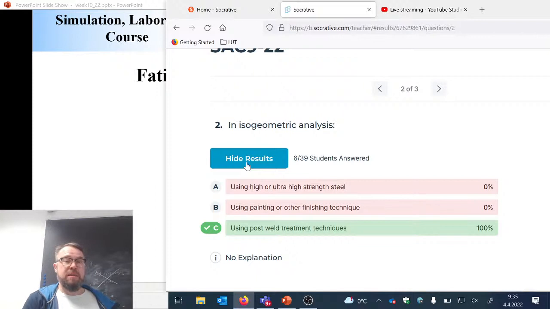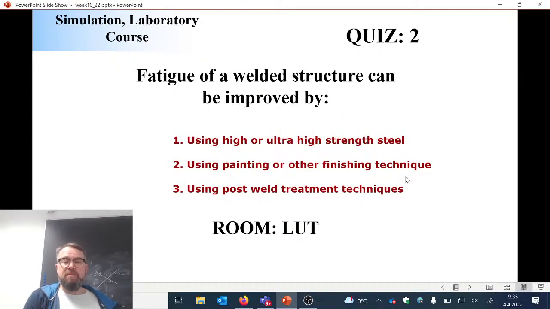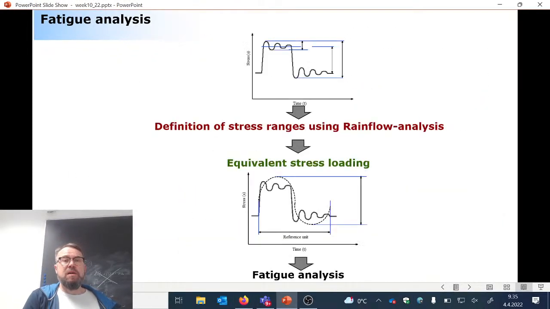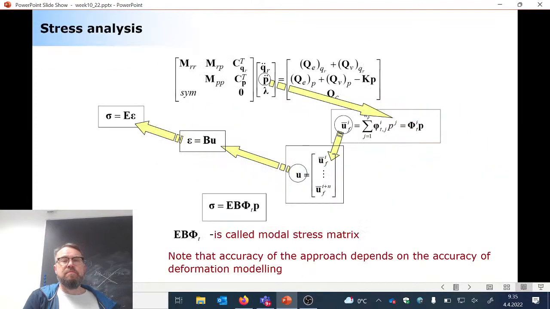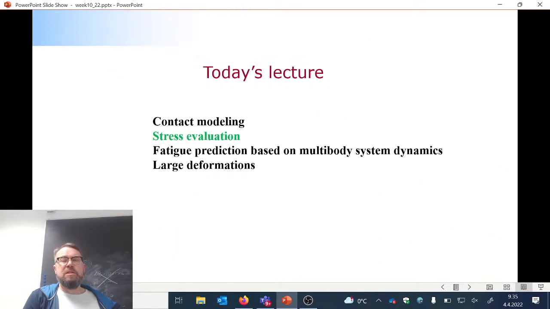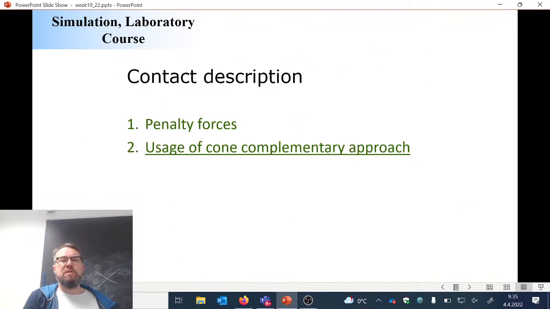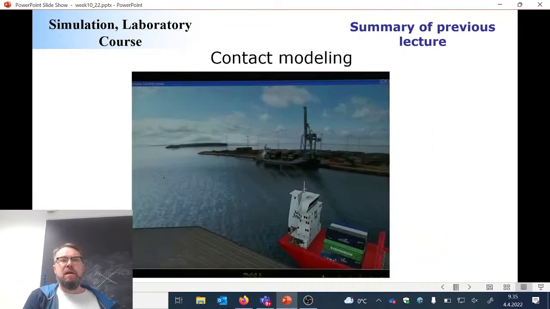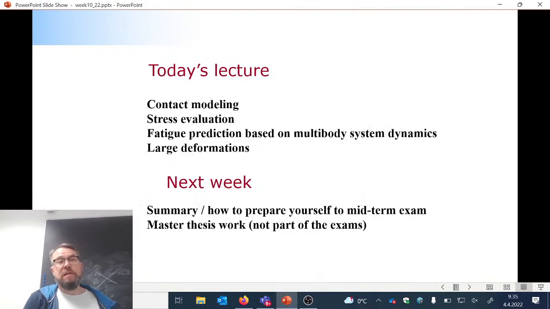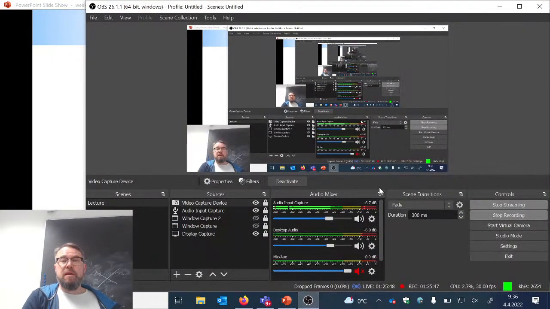I'm here, and then next week we're going to discuss what was it? I need to take myself back to the very beginning of today's lecture. I promised that there is large deformation, then how to prepare yourself for the written exam, and then the master thesis project. Yes, that's right. That's about it. And the master thesis work is not a part of the exam, but something I would like to share with you.